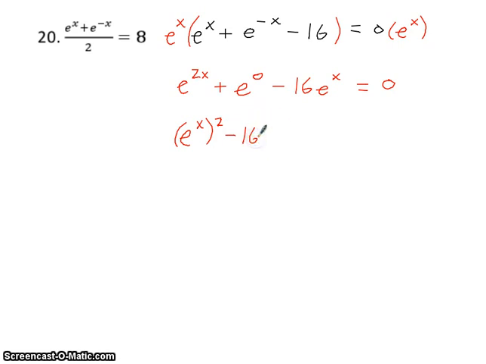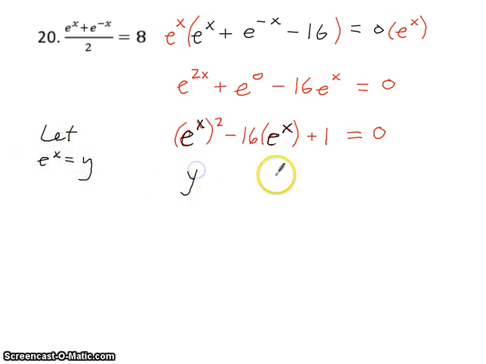So I'm going to pull the 16 minus 16 e to the x in the middle, and e to the 0 power is a 1. And this is starting to take the shape of a quadratic. In fact, let's go ahead and let e to the x equal y. Let e to the x equal any old variable. I'm using y. And then from here at this point, we're like, oh wow, this really looks like a quadratic. We can solve for y. And then once we've solved for y, we can resubstitute back in e to the x and solve for x.